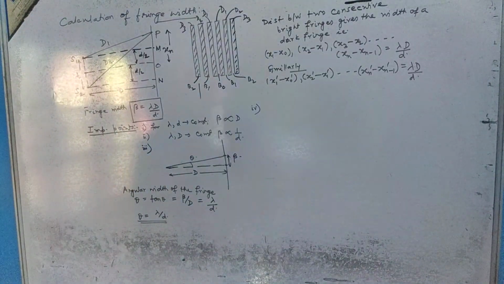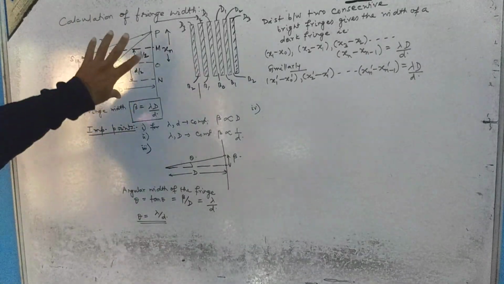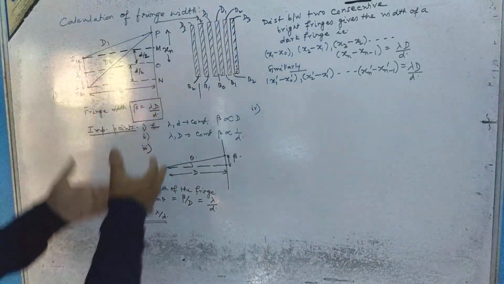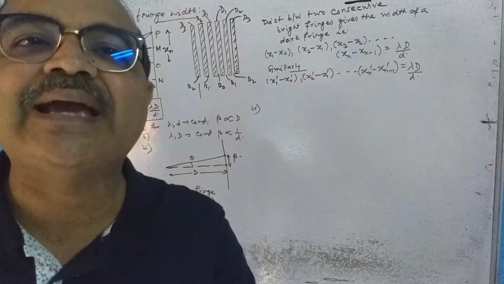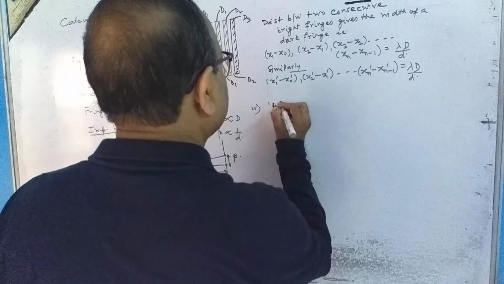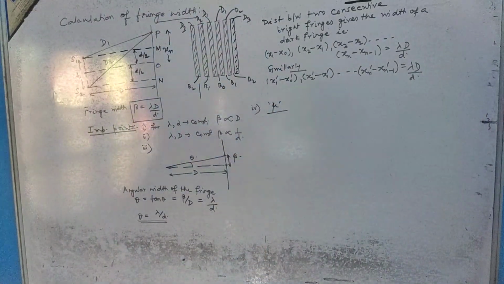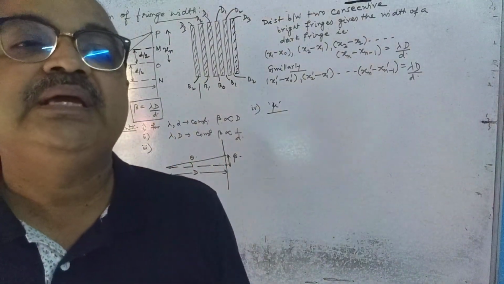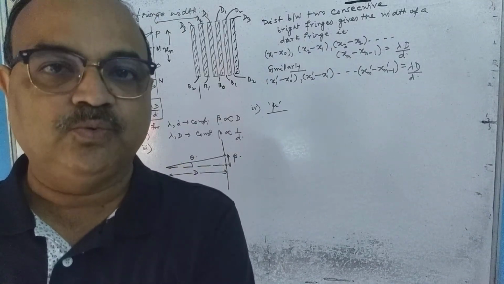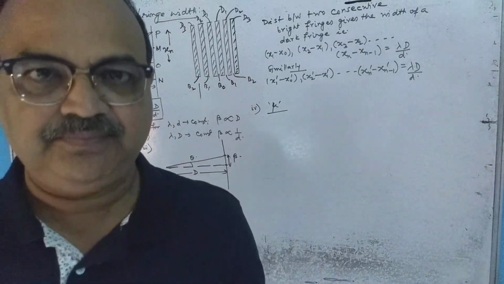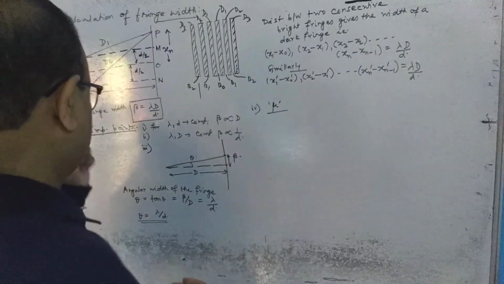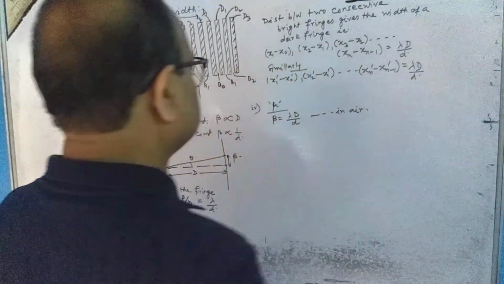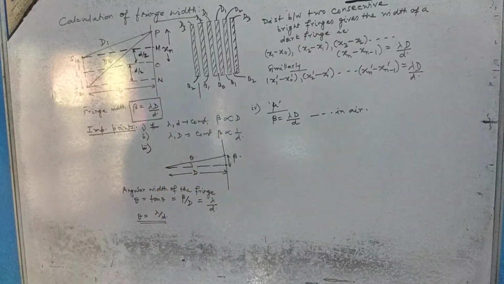I just give you one situation here. If the whole setup of the interference experiment is taken inside a liquid or inside a medium of refractive index mu, try to follow me, a very important condition. If the whole experimental setup, I repeat, is taken inside a medium of refractive index mu, then how is the fringe width affected, how is beta affected? So I can write, beta is equal to lambda capital D by small d, that is in air.